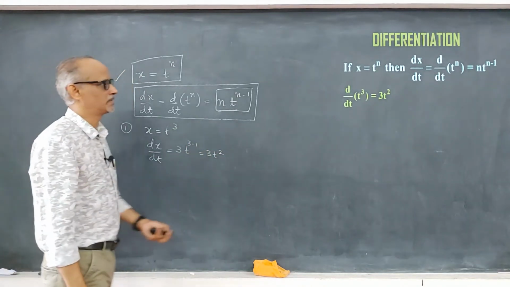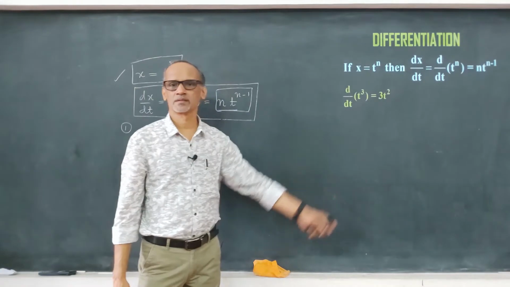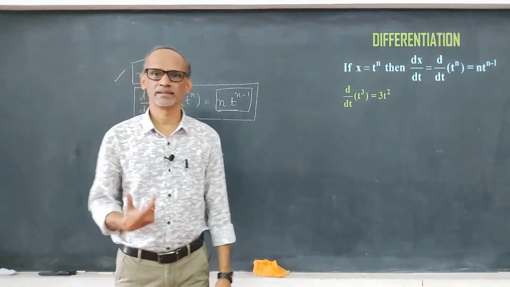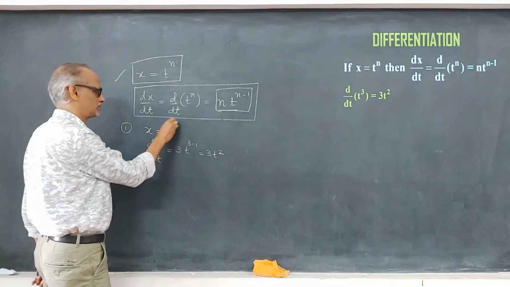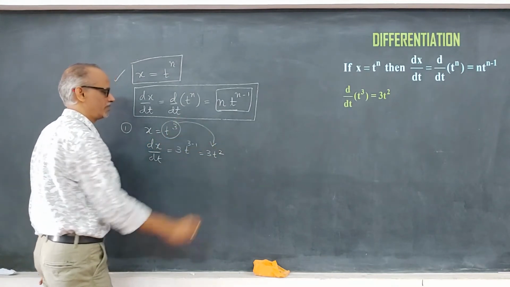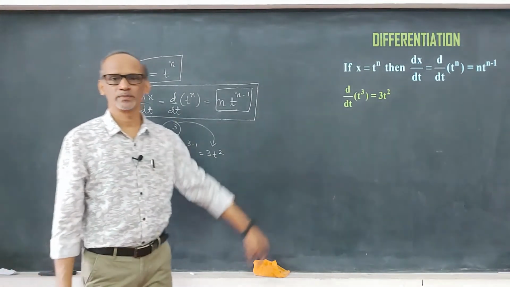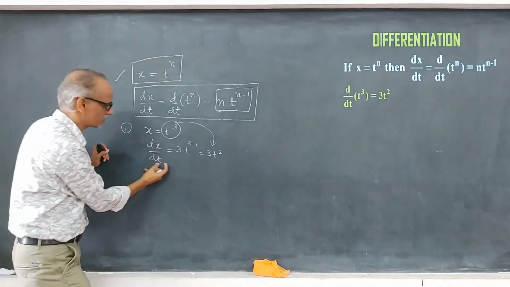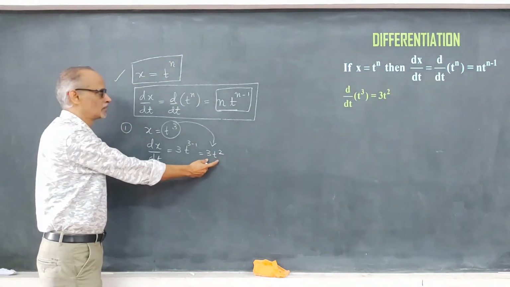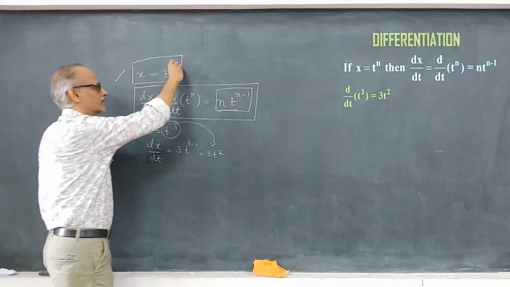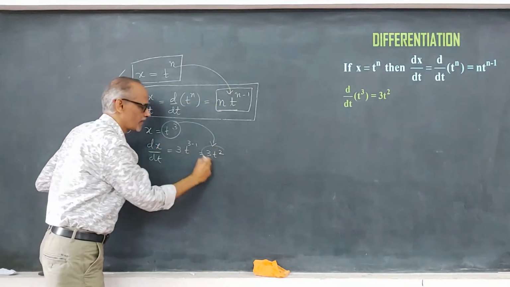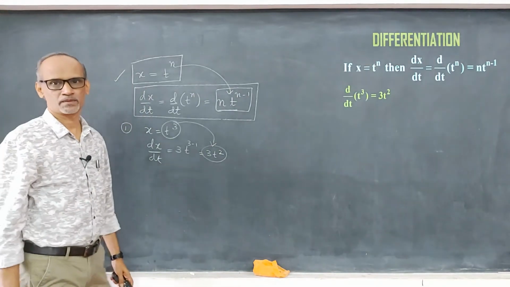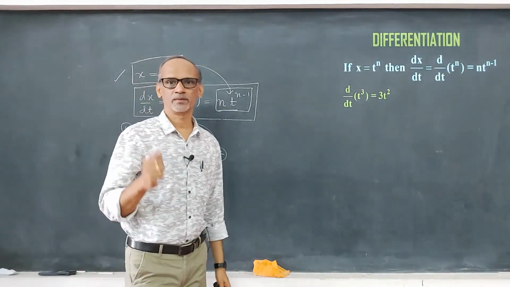So you have to remember these formulas now directly, okay? So what is the differentiation of t cube? Differentiation of t cube is 3t square. That's how we get it. We don't waste time writing all the steps like this. So what is the differentiation of t to the power n? n into t to the power n minus 1. What is the differentiation of t cube? It's 3t square, okay? So those are all important formulas which you have to remember.